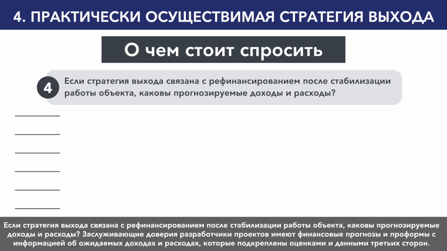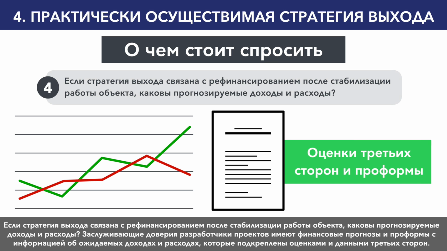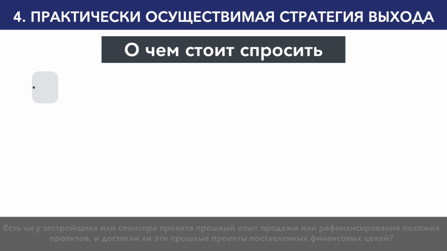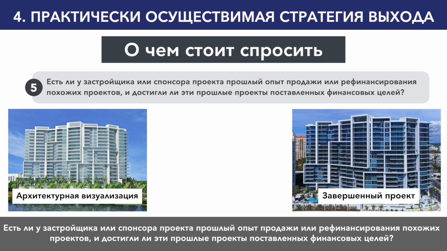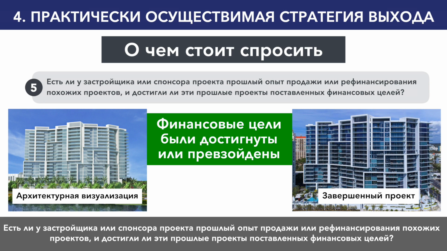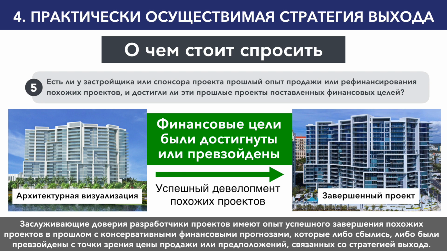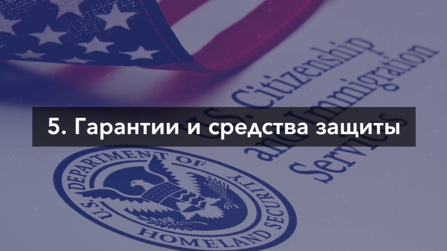If the exit strategy is from refinancing from operations, what are the projected revenues and costs? Reputable project developers have financial projections and pro formas regarding expected revenues and costs that are backed up by third-party appraisals and data. Has the developer or project sponsor previously sold or refinanced similar projects in the past? And have these past projects met their anticipated financial targets? Reputable project developers have successfully executed on similar projects in the past with conservative financial assumptions that were either met or exceeded in terms of sale price or exit strategy assumptions. Guarantees and protections. Why it matters.